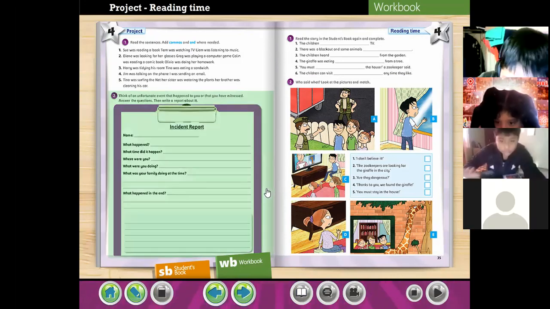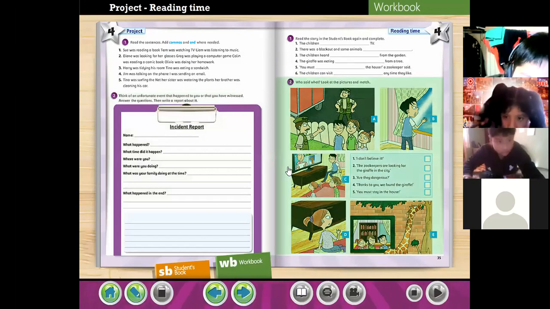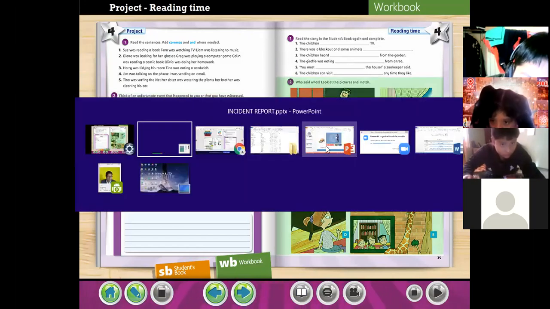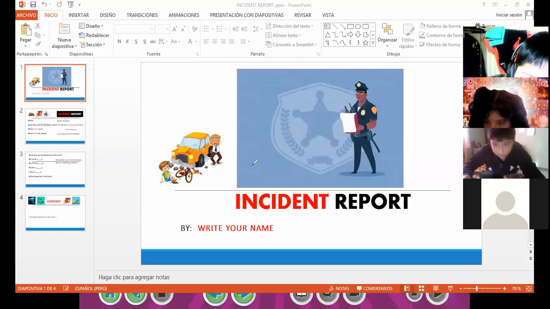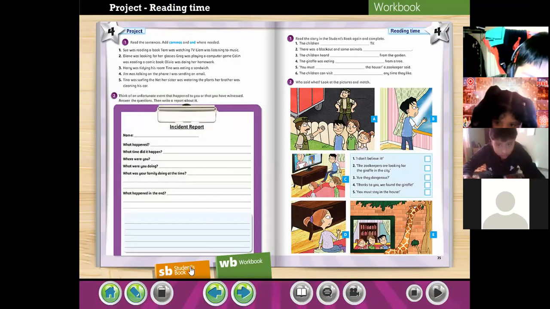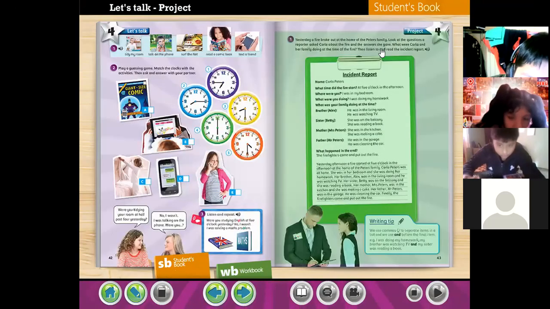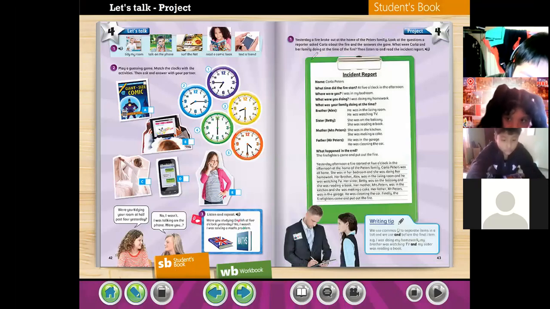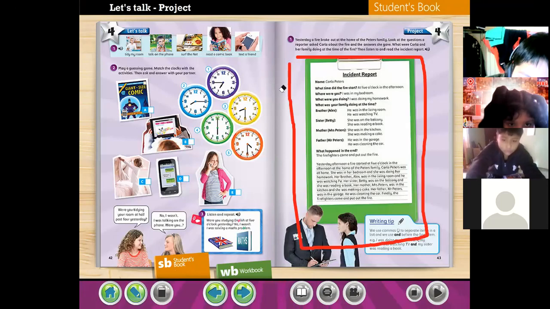Okay, let's start with the writing. Okay, my friends? Let's start with your incident report. Now, I am going to give you this link. This is the model. Pay attention, my friends. This is your model. The example is in the book. You have in your student book, in the page 43, the example. You see? This is the example of your writing. You can use your book.